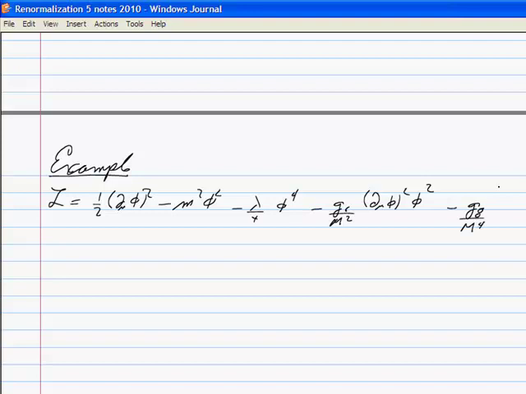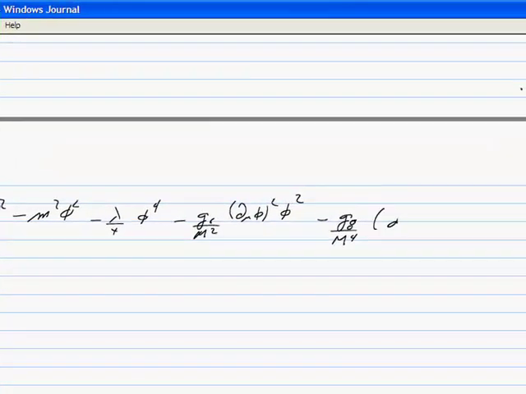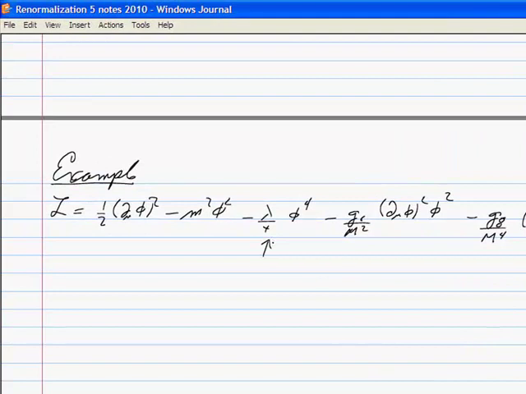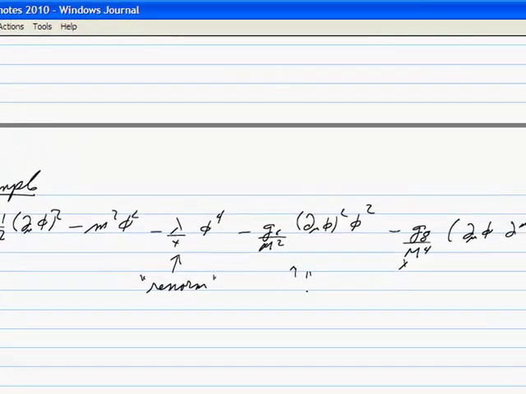g8 over m⁴ (∂μφ)² squared. Okay. So this first term is renormalizable. So in this classification, the second term, or these terms, have inverse powers of the mass. So those are both so-called non-renormalizable.